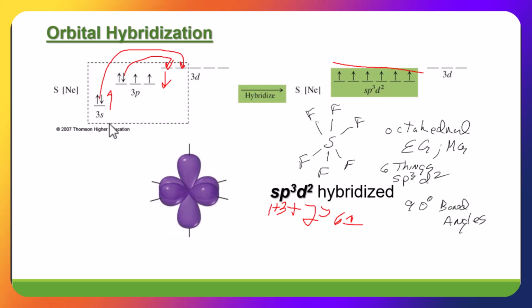So why would electrons do this? Well, because they get to lower the energy. It's all about energy. By being able to make 6 bonds, they get to lower energy. Energy comes down. More bonds means lower energy. All the bond angles are 90-degree bond angles. 6 things, sp3d2. We call this octahedral electron geometry.